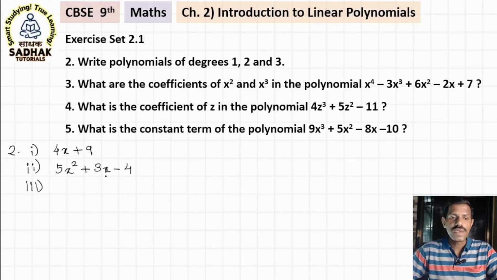Here I have taken 3 terms, you could also take 2 terms, for example 5x square minus 4, and that is also correct. Here the variable is x. In the middle term 3x the power is 1, whereas in the first term 5x square the power is 2, so that is the highest power. So the degree of this polynomial is 2.